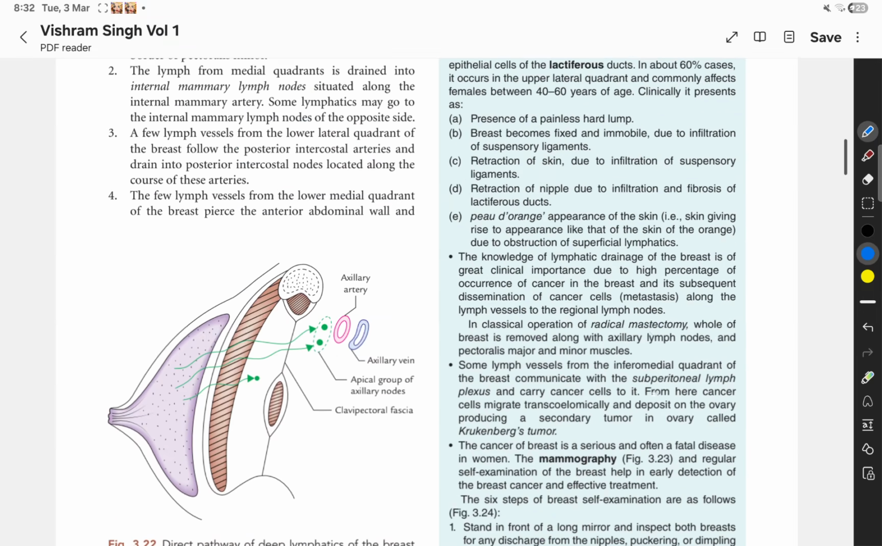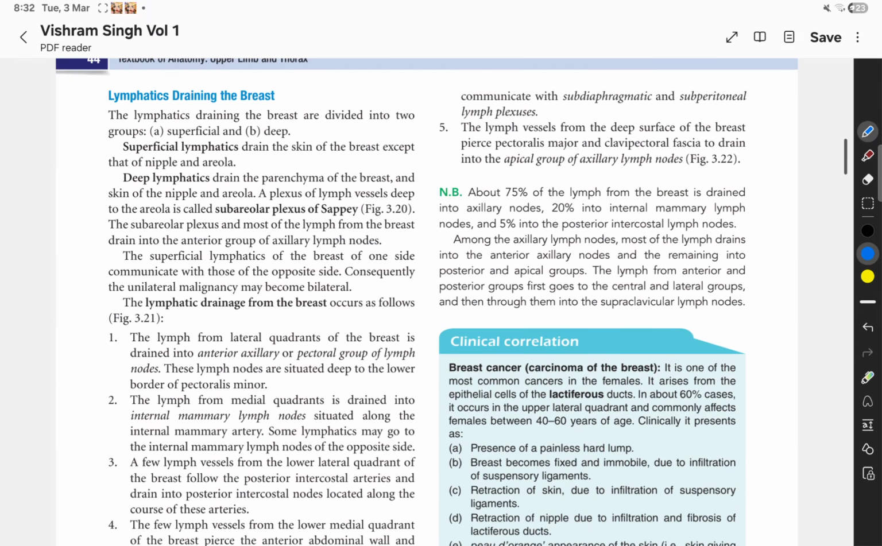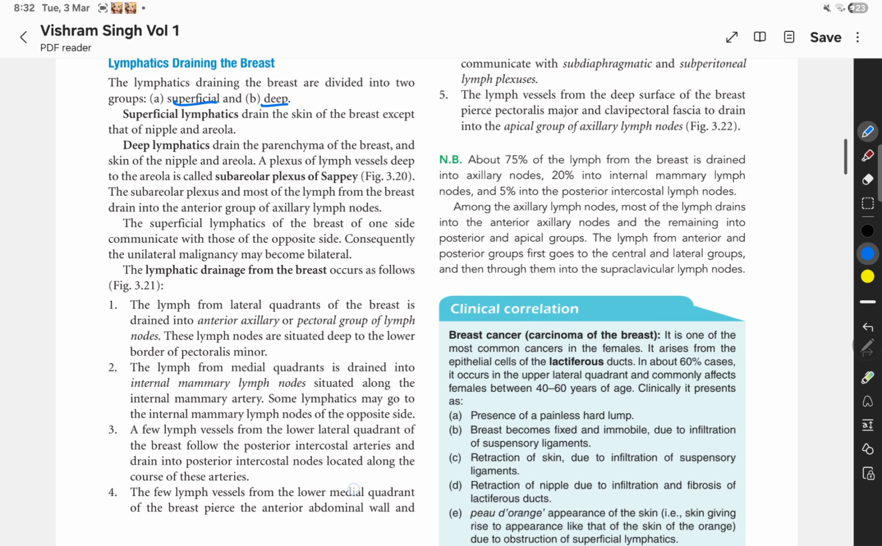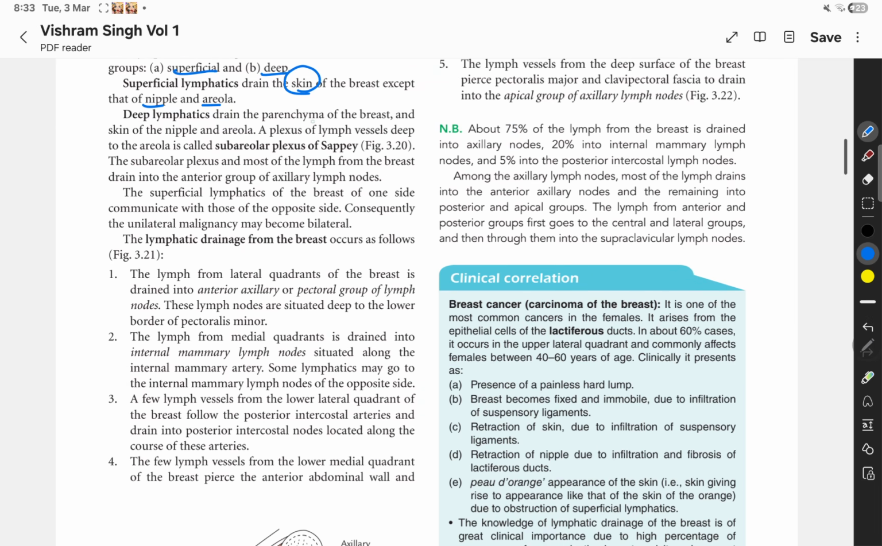Next, lymphatics draining the breast. The lymphatics draining the breast are divided into superficial and deep. Superficial lymphatics drain the skin of the breast except that of the nipple and areola. Deep lymphatics drain the parenchyma of the breast and the skin of the nipple and areola. The plexus of lymph nodes deep to the areola is called the subareolar plexus of Sappey. The subareolar plexus and most of the lymph from the breast drain into the anterior group of axillary lymph nodes.